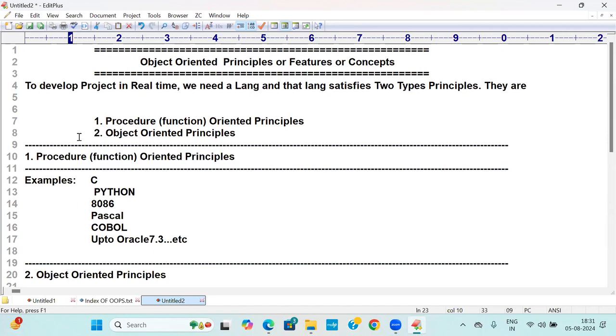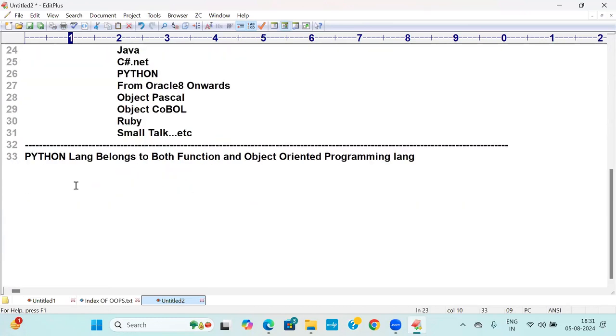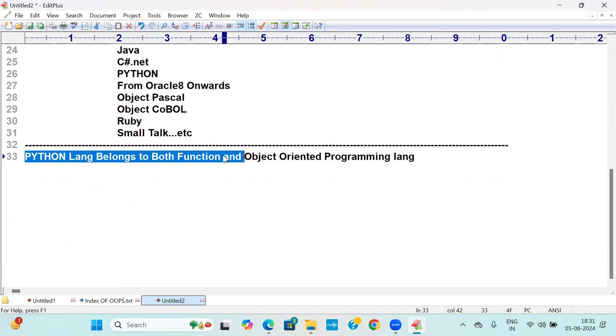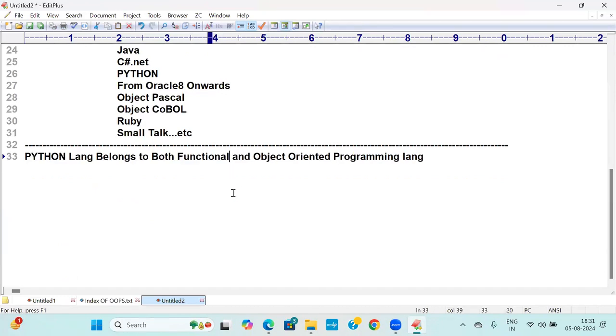Understood? Now, I said many varieties of languages, platform dependent, platform independent. Java is also platform independent. Python is also platform independent, but the difference I said very clearly in the class. Anyhow, I want to tell you, even though Python belongs to both functional as well as object oriented, what is the difference between all these things? I just want to discuss.